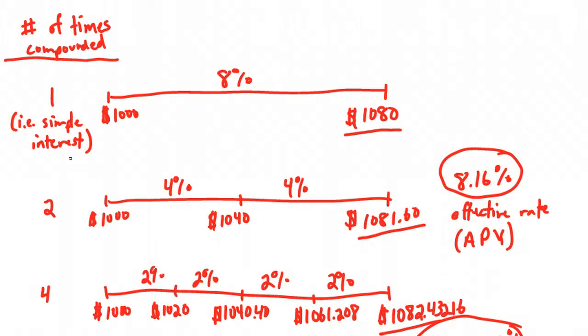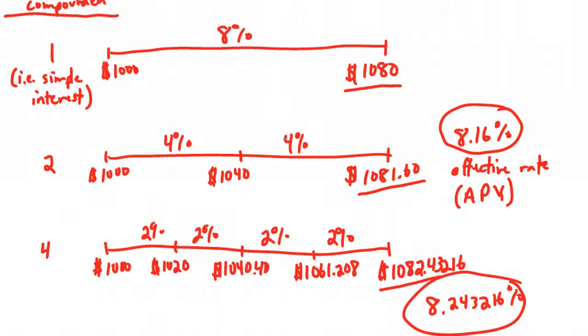It depends, and it depends on how often the interest is compounded. Notice if you compound twice per year, you end up with $1,081.60. 4 times per year, you end up with a little bit more than that. If you compounded 12 times per year, or monthly, you'd have even a little bit more. If you compounded 365 times per year, that'd be daily, you'd have even more. In fact, the more times you compound, the more money you're going to have in the bank at the end of the year. But there's sort of a limit to how good it gets.